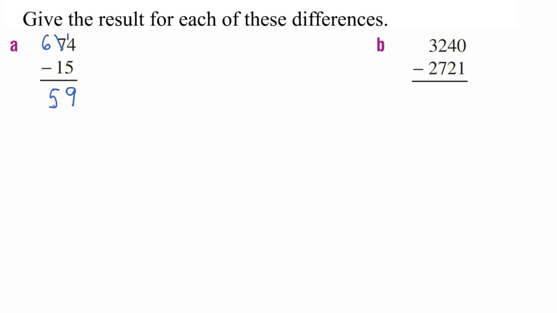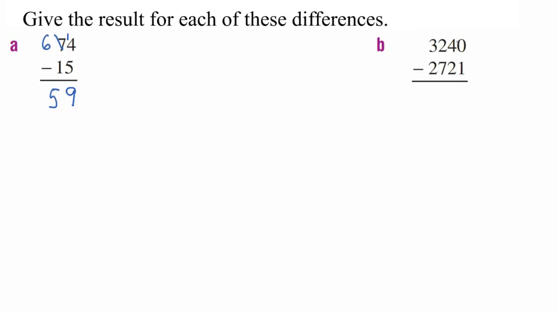In our second example, we're going to again start with the ones. So here we have 0 ones minus 1 one. We can't do that because we would have a negative number. So again, what we need to do is borrow from the tens. So we can see that we have 4 tens in the number 3,240. So let's borrow one of the tens.